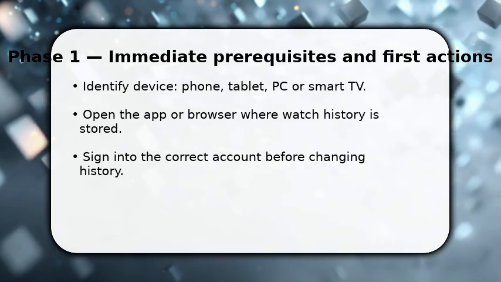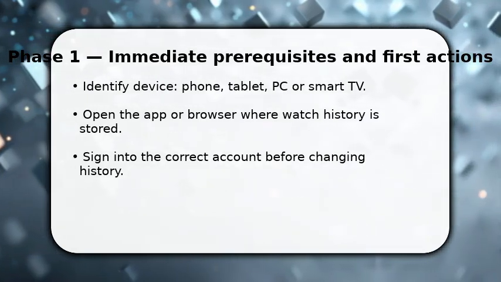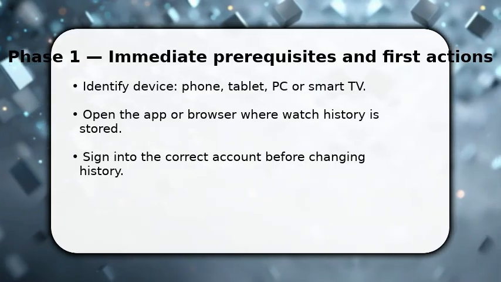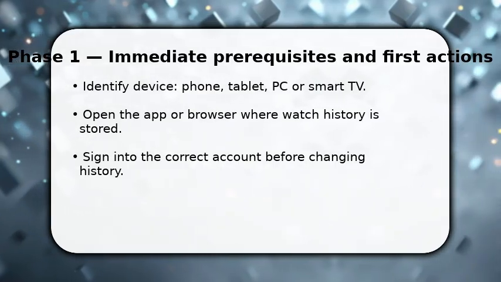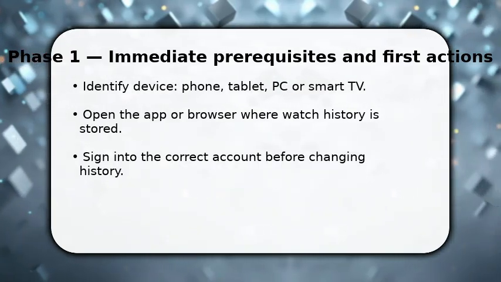Make sure you have any secondary accounts available. Sometimes content is tied to a profile. If prompted, confirm device permissions so you can see and delete items. Now you're ready to remove entries or to disable history tracking entirely.